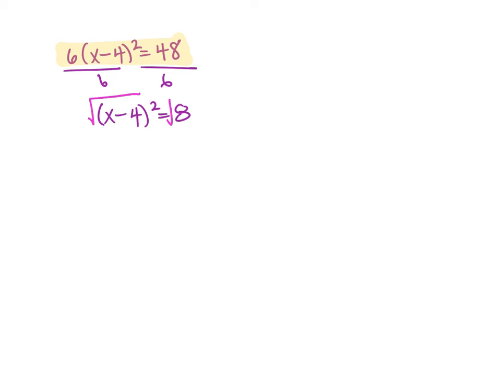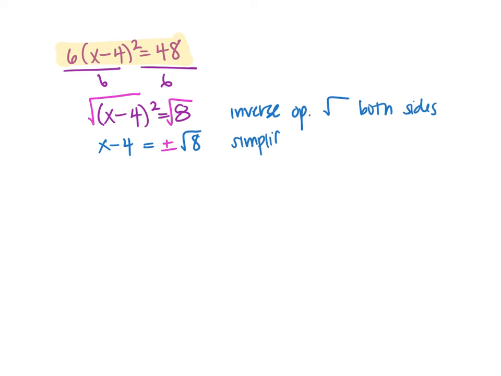So again, when I take the square root, I'm going to get a plus or minus square root of 8 and x minus 4. So again, we use inverse operations, square root both sides, and then we're going to simplify our radical. Simplify radical, question mark?